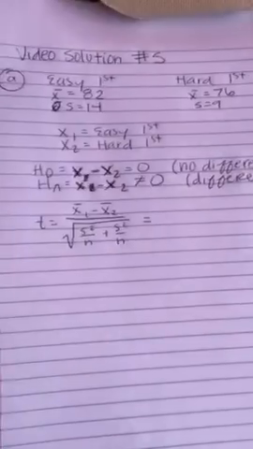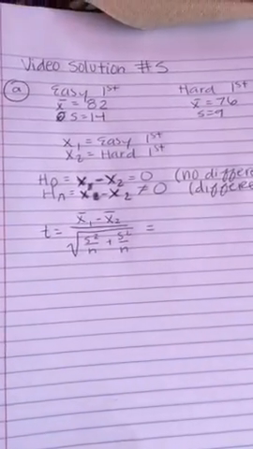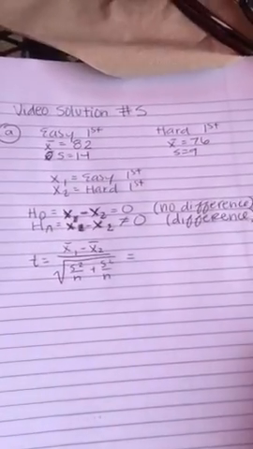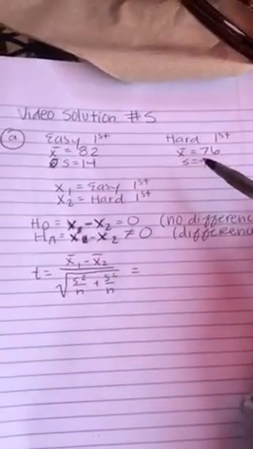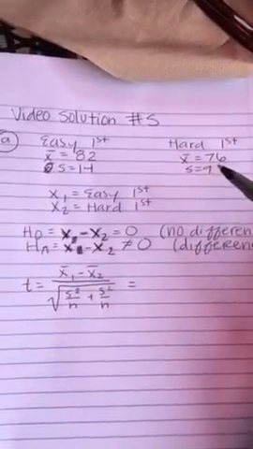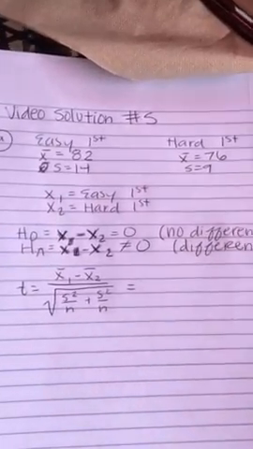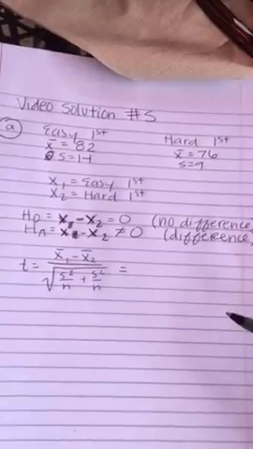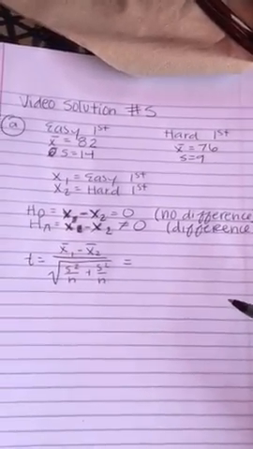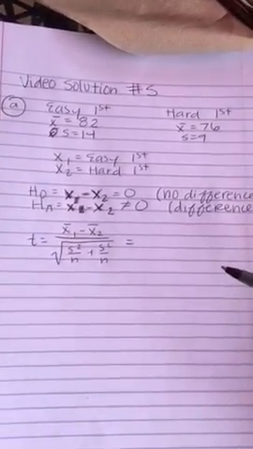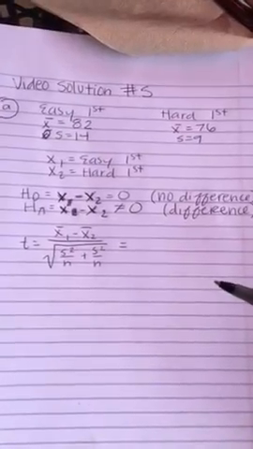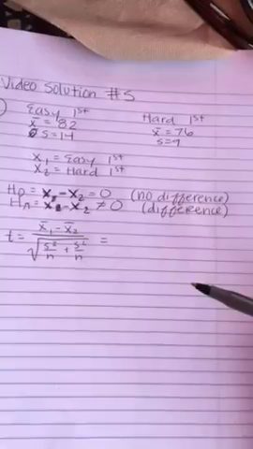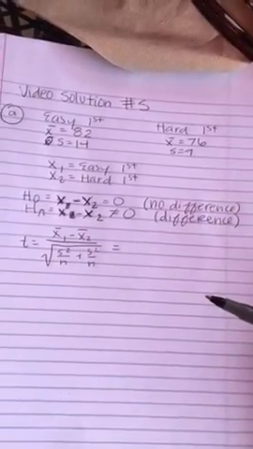So this problem asks us to look at two groups of students, one that started a test with easy questions and one that started with hard questions. So here are the statistics from that. To find the null hypothesis, that is going to be x1 minus x2 equals 0, showing that there's no difference depending on which hardness of questions they start on. And the alternate hypothesis is x1 minus x2 does not equal 0, meaning that there is some kind of difference.